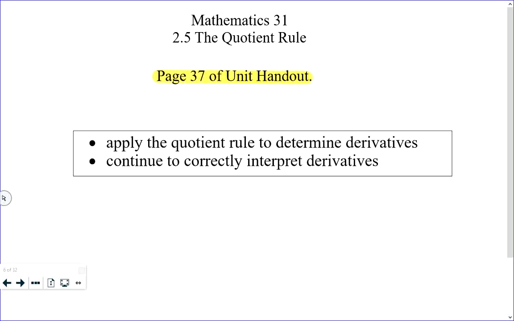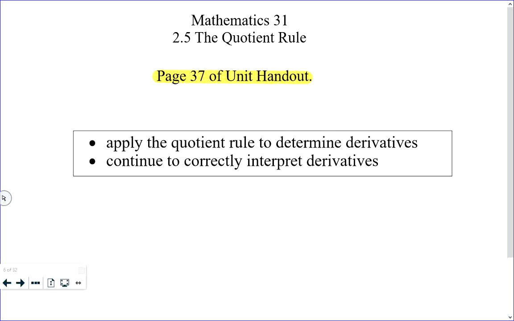So what we're dealing with today is called the quotient rule. We learned the product rule yesterday. We learned the power and sum and difference and constant multiple rules a few days ago. Well, it turns out there's a rule for a quotient. Don't forget that a quotient is the result of dividing. So we have learned how to differentiate A times B. Now we're going to learn how to differentiate A over B.